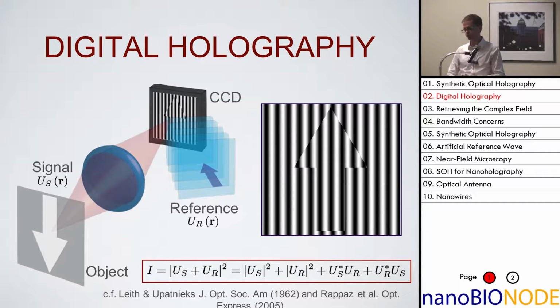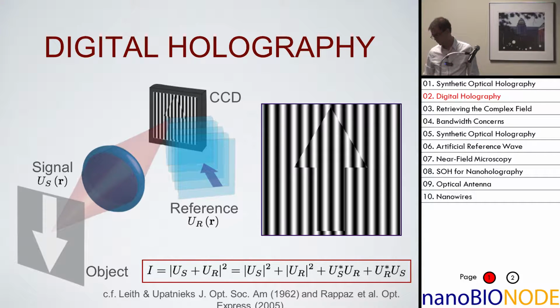And the two fields interfere, and they make this sort of stripy pattern. If you can look at that without having a seizure, you'll see the phase encoded there. I've made this into a phase object, so it has 100% amplitude transmission, but it changes the phase. And you can sort of see an outline of the arrow. And the phase is encoded as a little shift of that reference.